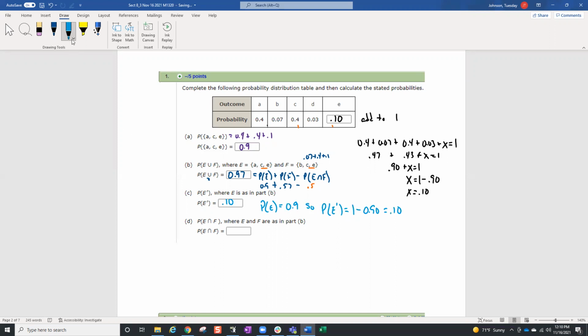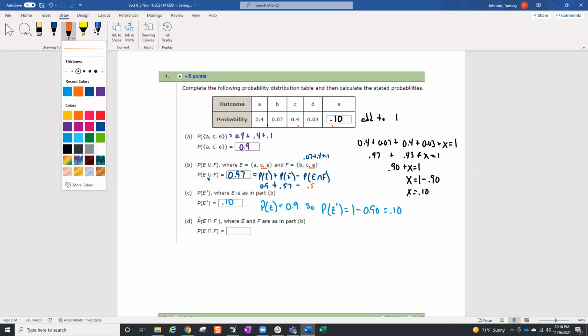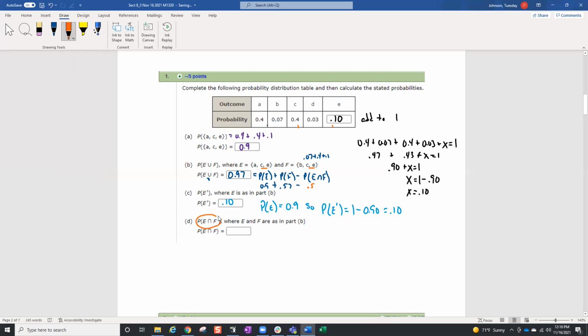And it turns out, how handy is this? We already have the probability of E intersect F. So let's not do it again. We already have that answer. There's no need to continue to compute, right? Look back at the work you've already done.